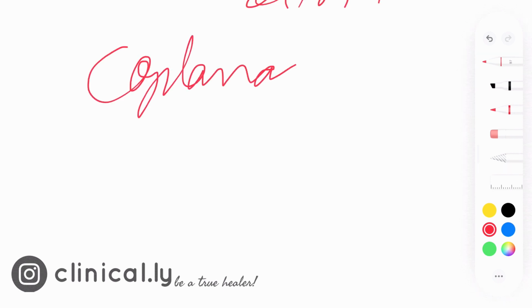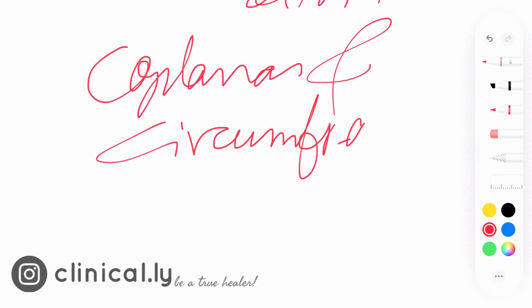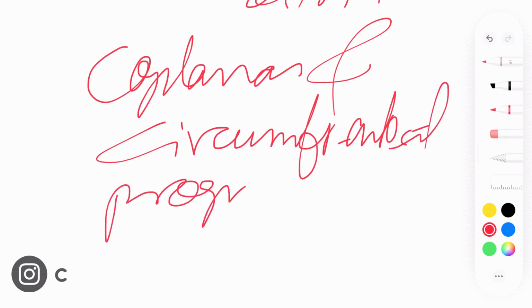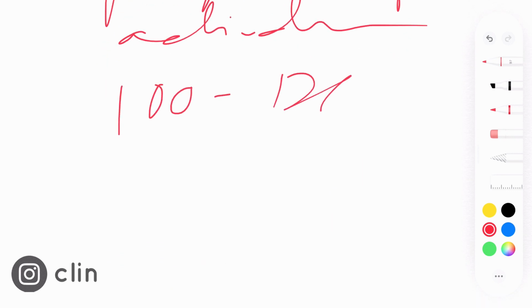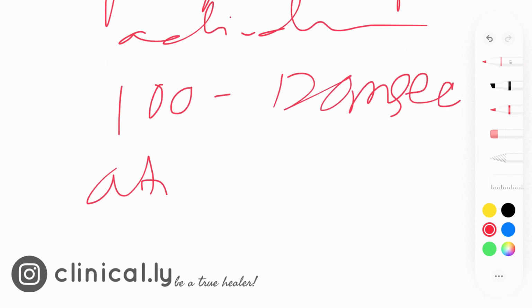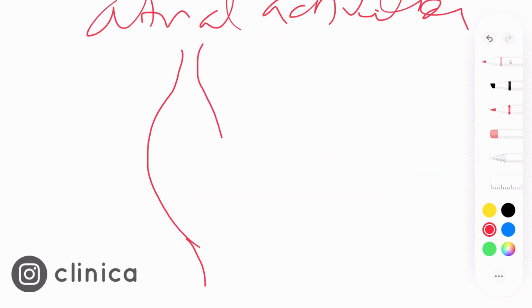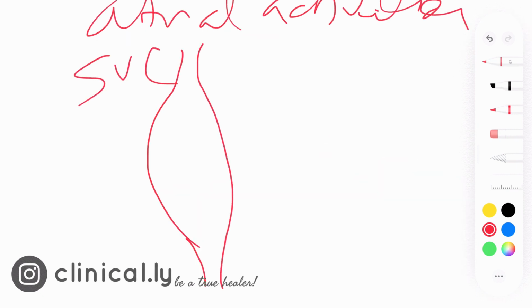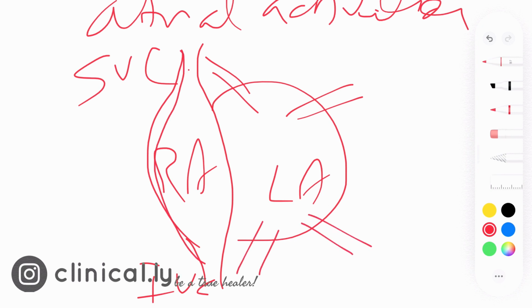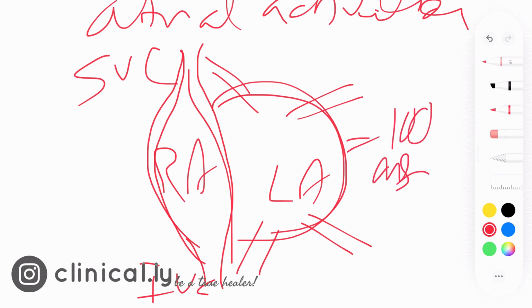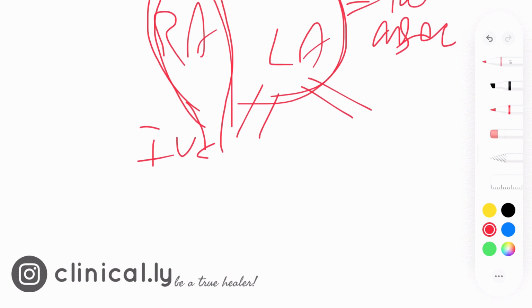This circumferential coplanar progression of the activation wavefront takes around 100 to 120 milliseconds to cover the full left and the right atria. If you look at the right atrium, the SVC and the IVC draining into the right atrium, and at the left atrium, the four pulmonary veins draining into the left atrium, these are very thin walled chambers, but it still takes 100 milliseconds to cover their complete activation.